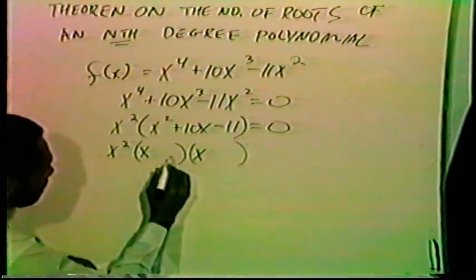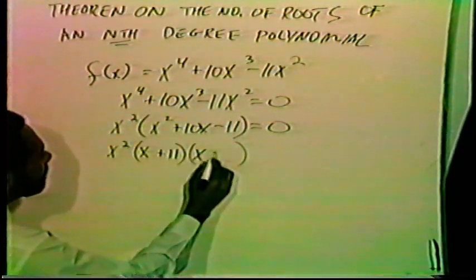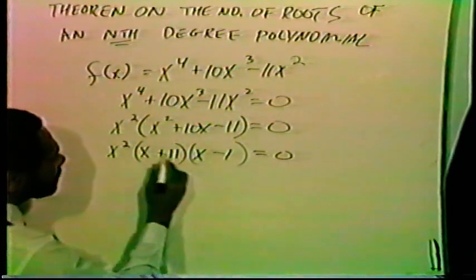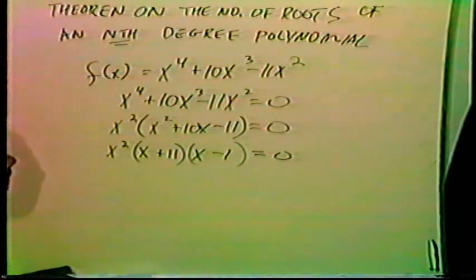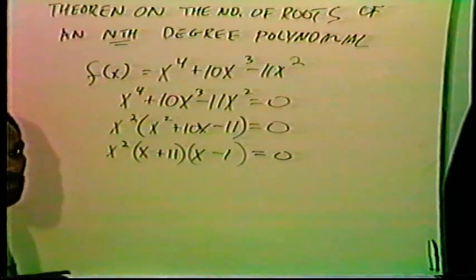So in this case, we would have positive 11 minus 1. So there we have the complete factorization of that polynomial function. And now, the next thing we need to do is set each factor equal to 0 and solve.